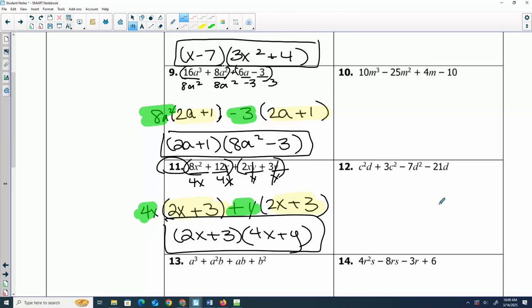Are we ready to try some on our own? Okay. On this handout, why don't we just do the odd problems? So you don't have to do everything, you can do odds only.